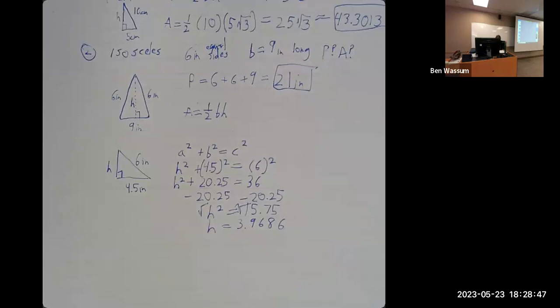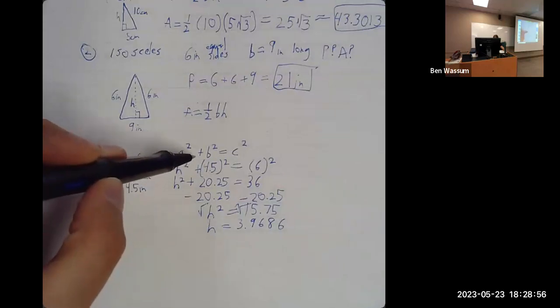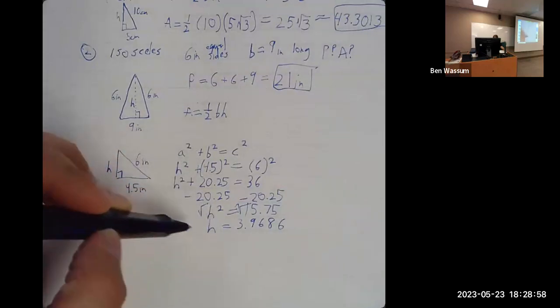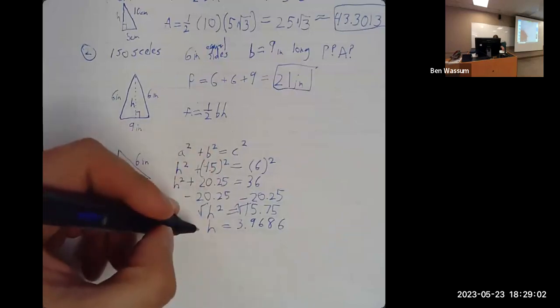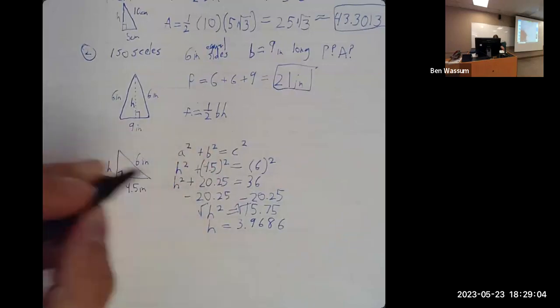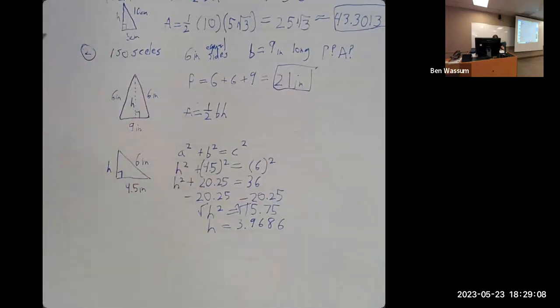Now, seems like a lot of work, but it's honestly not bad. Once you've done it a couple of times, it's really just plug stuff in and work it out until you have your variable alone. Now, don't forget what we did that for. We just wanted the height. Now that we know the height, we can go back and figure out what our area is.